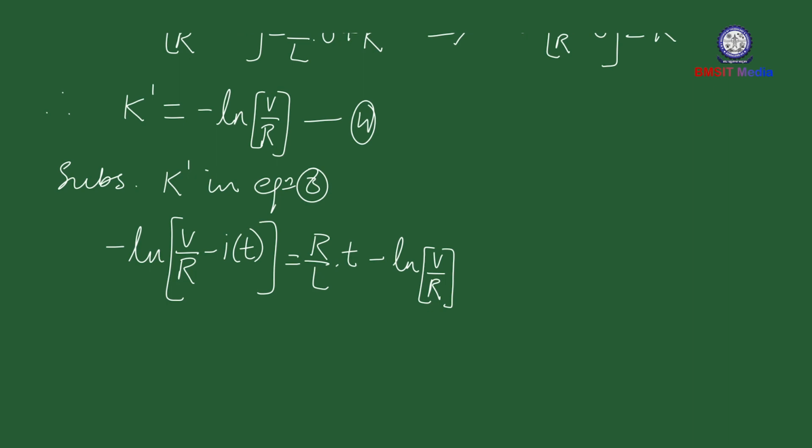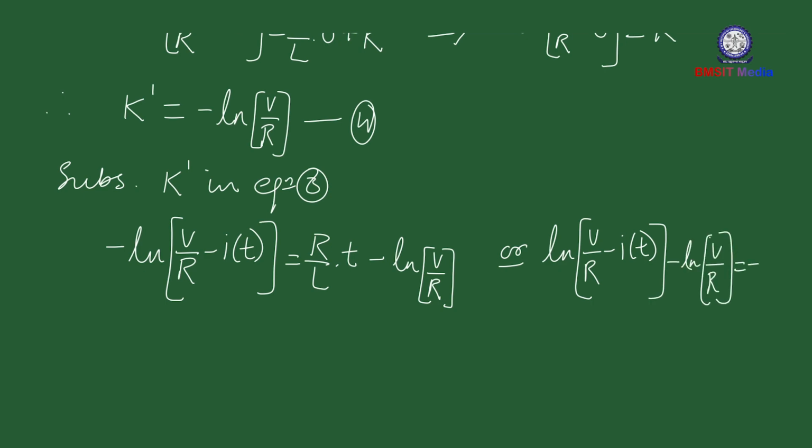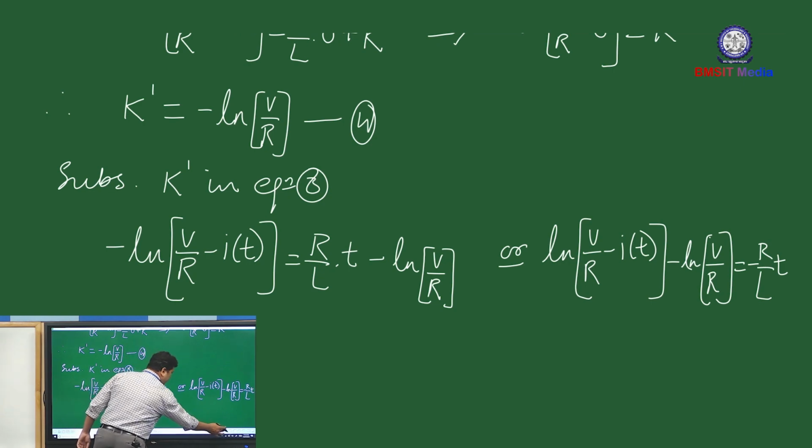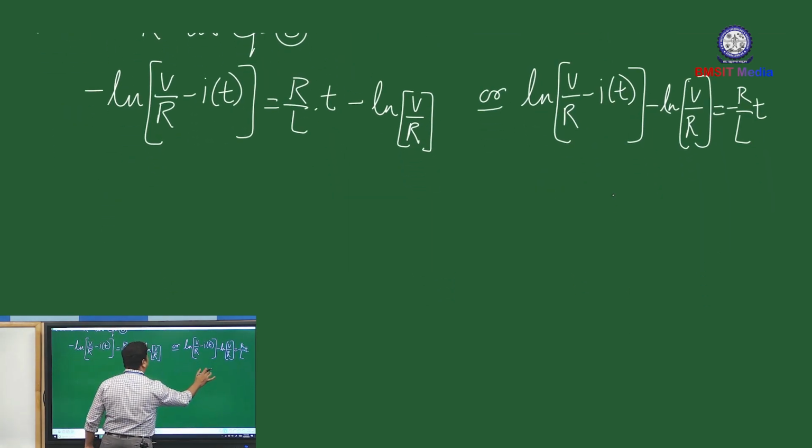Or I will rewrite this as log of (V/R − I(t)) − log of (V/R) equals minus R/L into t. So we have log a minus log b as log of a over b. So I will use that property of logarithm.